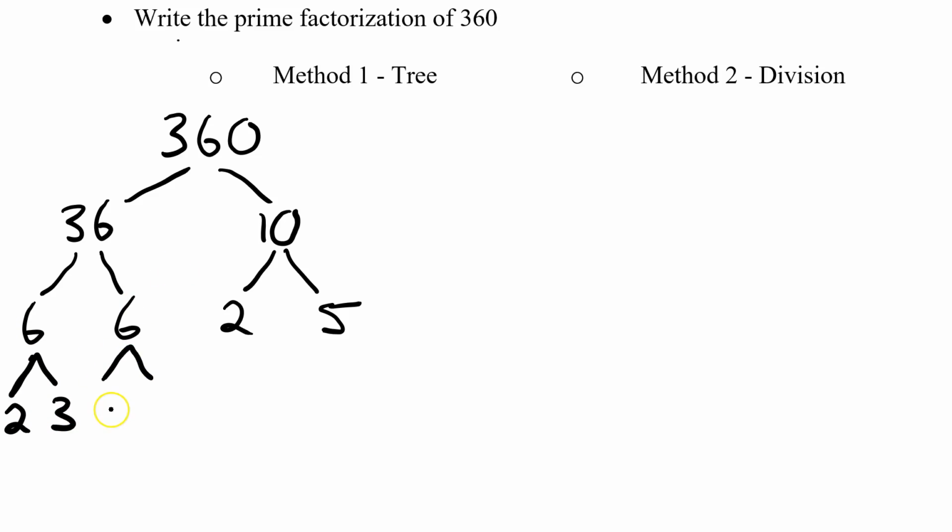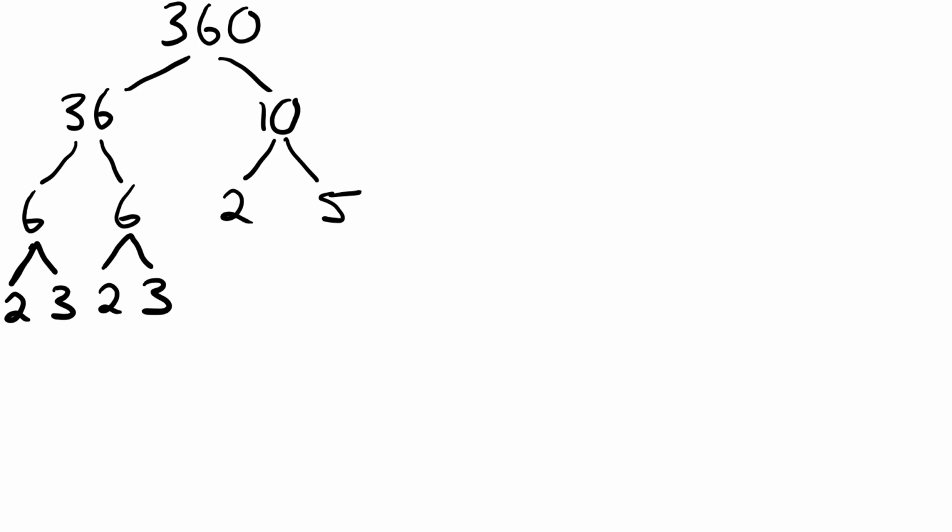Another 6 gives me the same prime numbers of 2 and 3. 2 is prime, so I can leave that alone. And 5 is prime. I can leave that alone. So I now have the prime numbers calculated. I'm going to write them out, starting with the smallest one first and going to the biggest. So I've got 2 times 2 times 2 times 3 times 3 times 5. Check, check, check, check, check, and check.